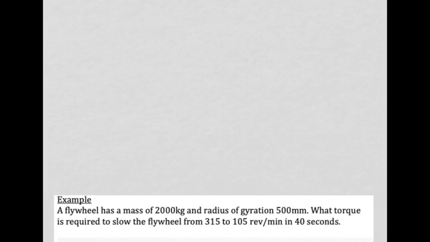Try this one next. A flywheel has a mass of 2,000 kilograms, radius of gyration 500 millimeters. What torque is required to slow the flywheel from 315 to 105 revs per minute in 40 seconds? Stop the video and try that one, and then restart once you have your solution in front of you.